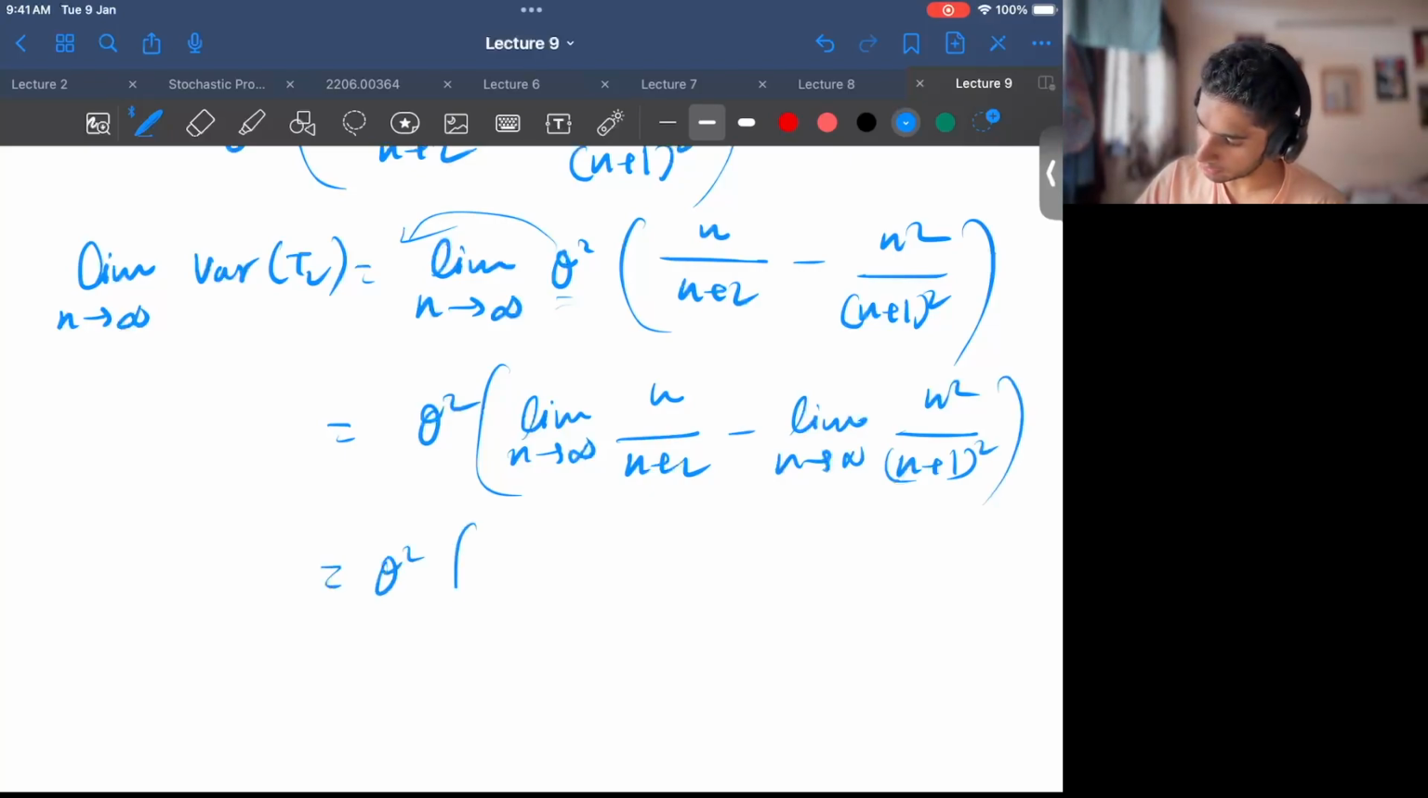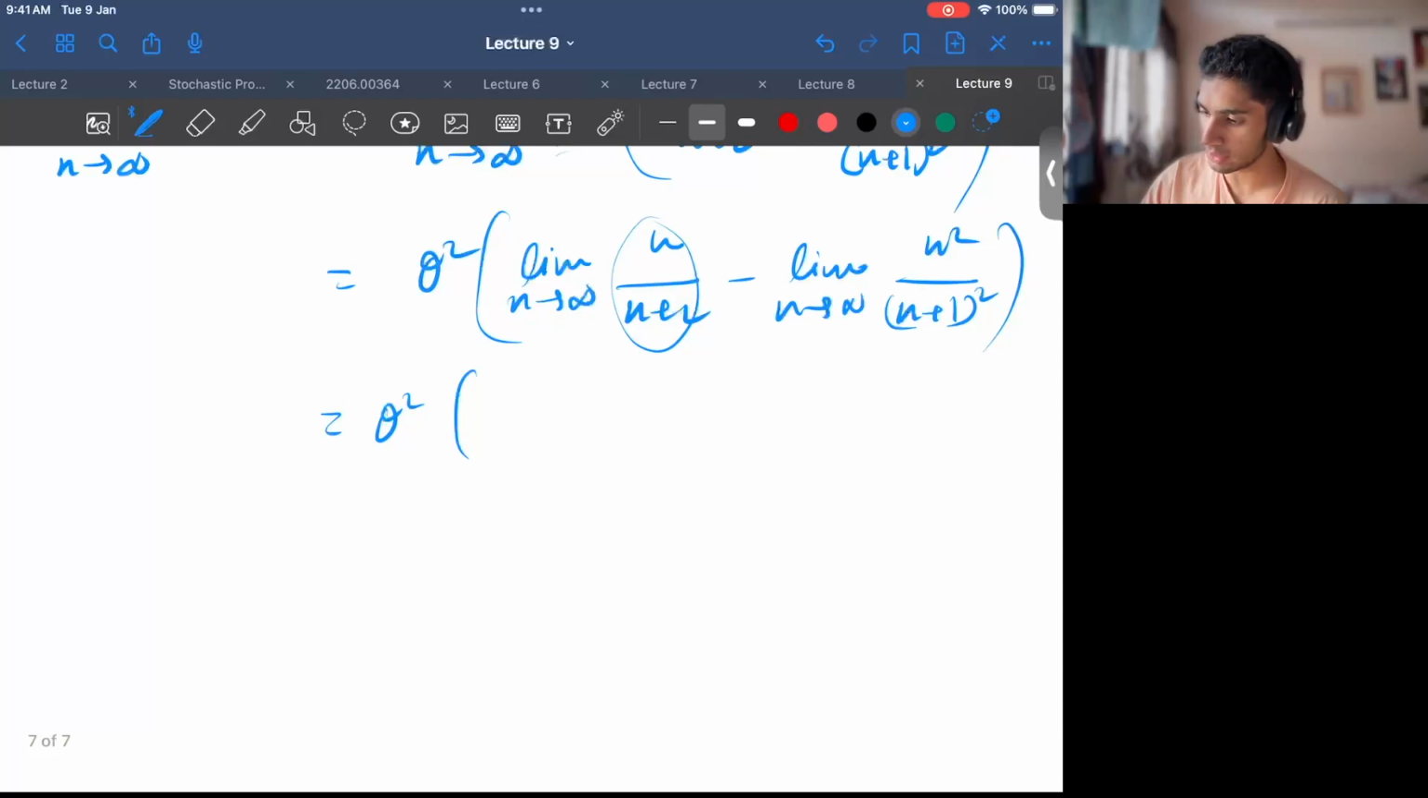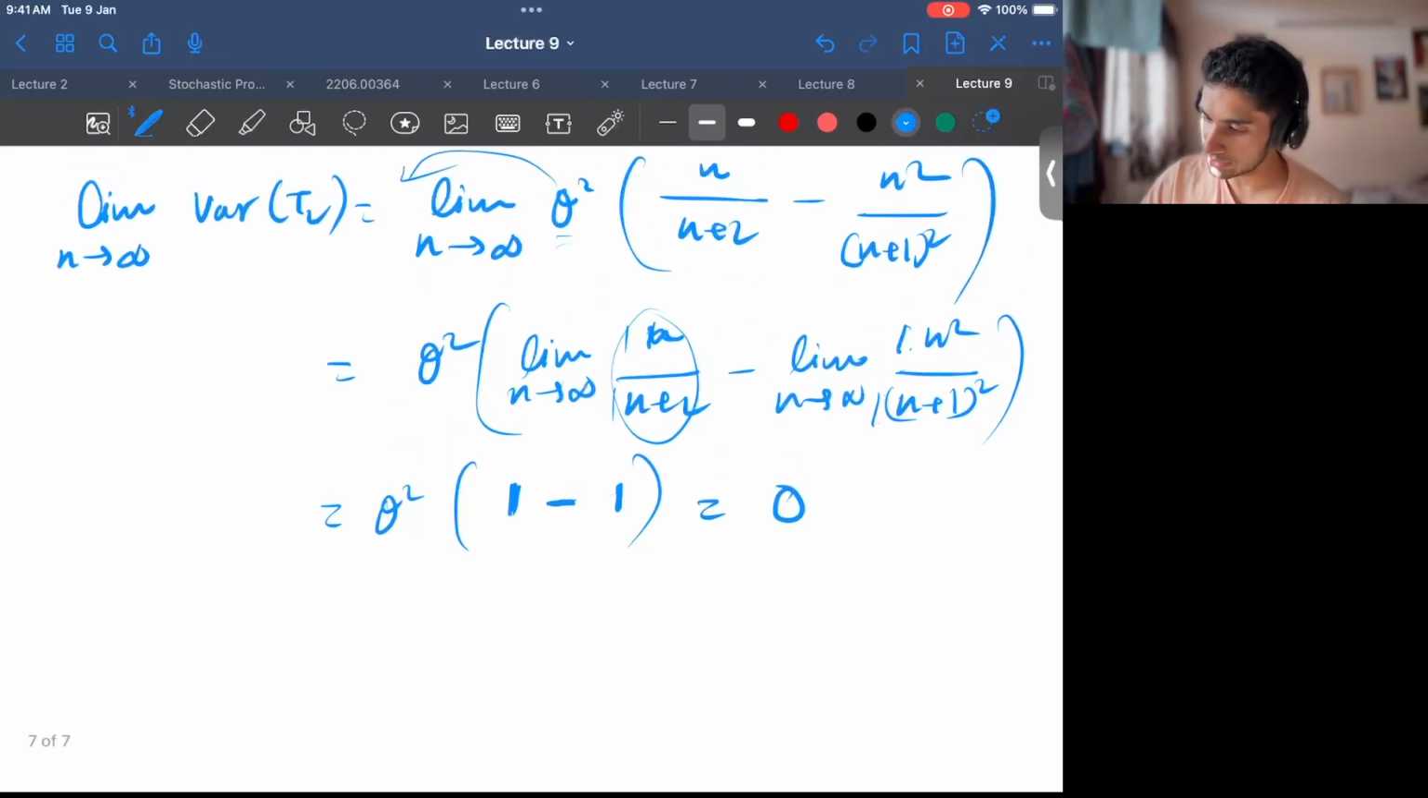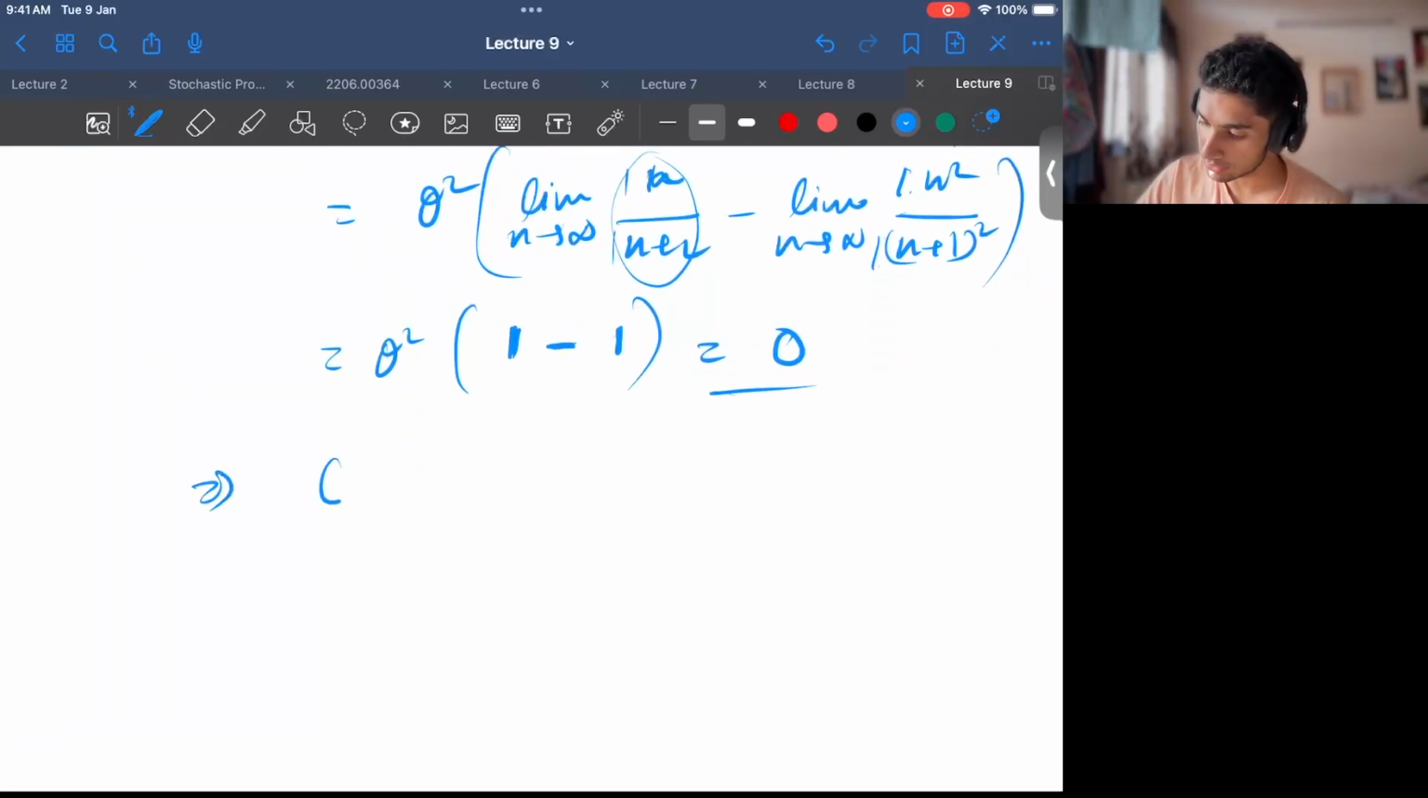So what will this thing become? The first thing here has the coefficient of n here is 1, here is 1. So eventually in the limiting case, this thing also will become 1, right? Minus, here also the coefficient of highest power is 1, and here also the coefficient of higher power will be 1. So this will also become 1. This thing will become 1 minus 1, so this will become 0. So since the variance of this estimator is equal to 0, this means that this estimator is consistent, right?